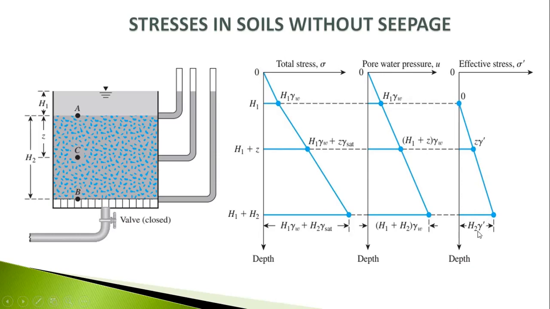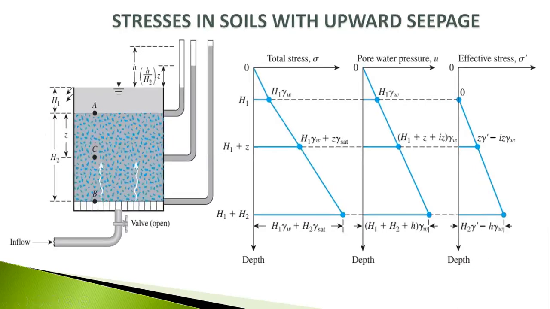How much will be the effective stress here? We have to deduct this one from this equation. So we will find, see, this one will go, and gamma sat minus gamma W, that means gamma prime. So H2 gamma prime is the total effective stress. See, from this one to this one, the total effective stress has basically decreased, from this portion to this portion.